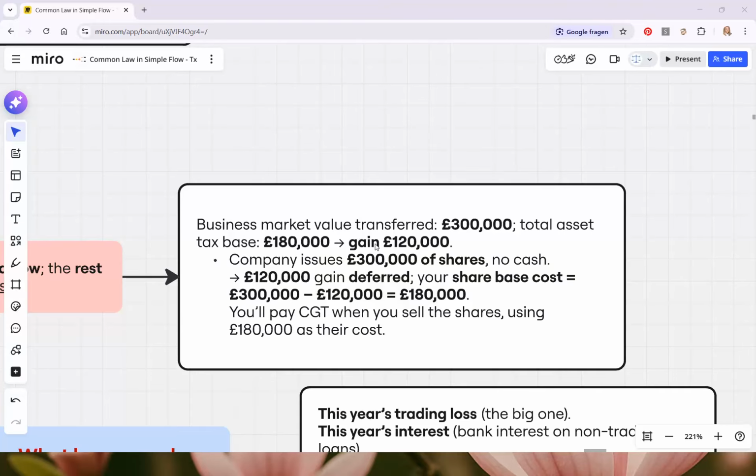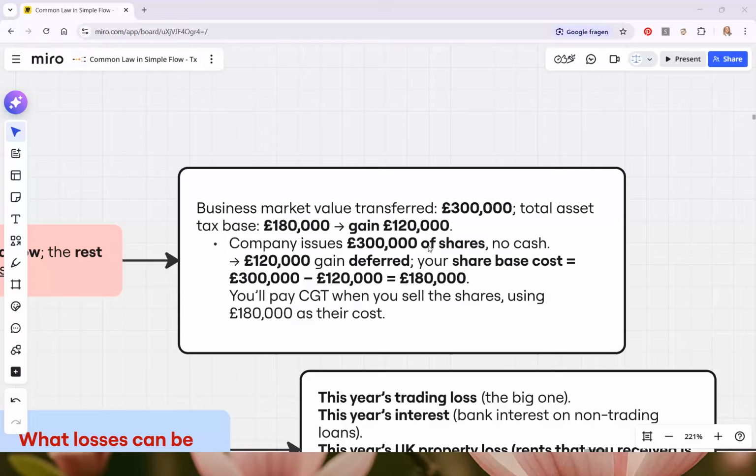Okay, let's discuss once again this example. So you bought your business, so you have invested, for example, 180K. So you decide to sell your business for 300,000, and normally it would be a 120K gain. So instead of the cash, the company gives you shares. So they are not paying you this 300,000, but the company is issuing you shares, and you don't then pay tax on this gain, 120K.